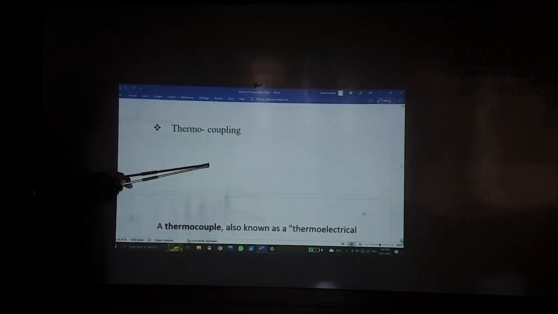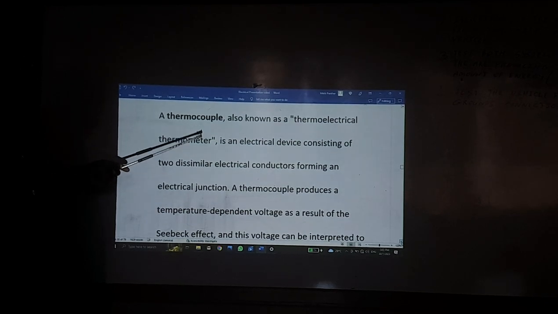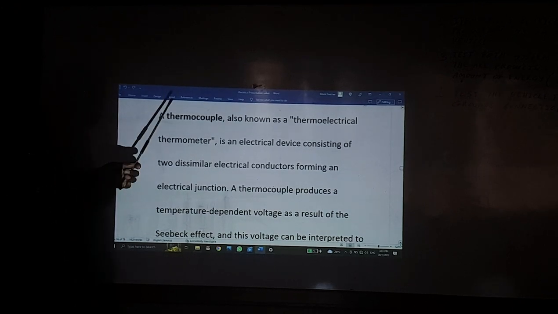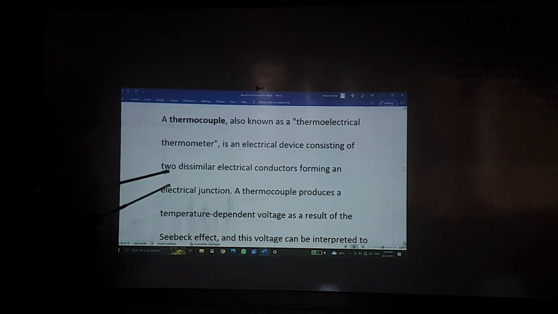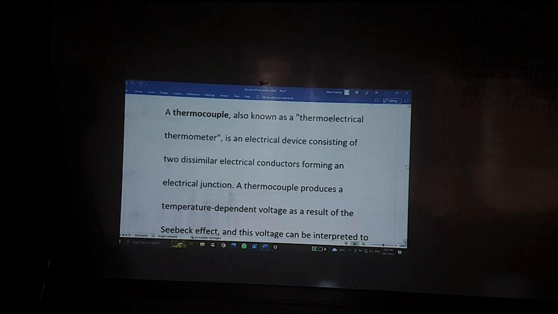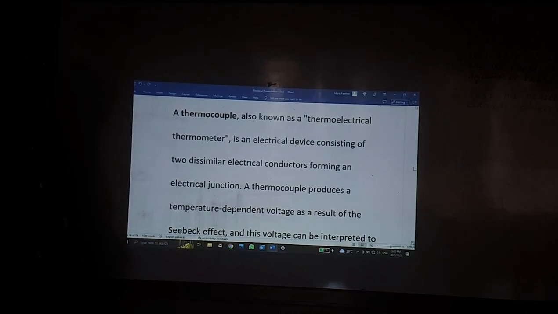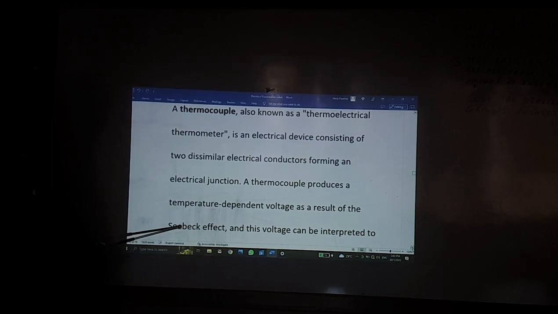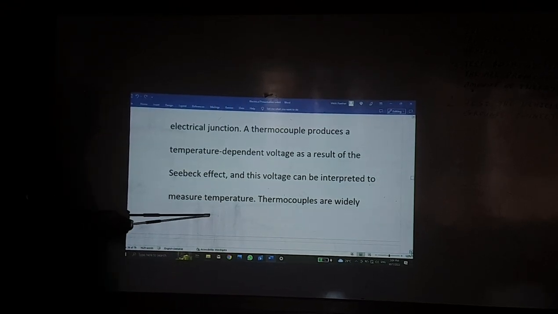Alright, thermocouple. I need to do some research on something here. A thermocouple, also known as a thermoelectric device, is an electrical device consisting of two dissimilar electrical conductors forming an electrical junction. A thermocouple produces a temperature-dependent voltage as a result of the Seebeck effect, and this voltage can be interpreted to measure temperature.